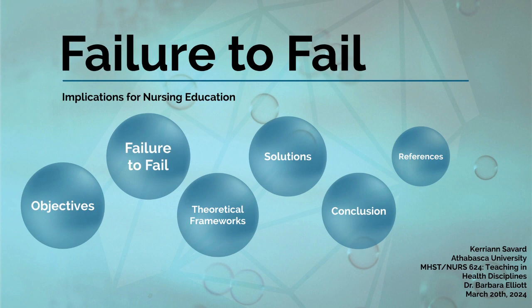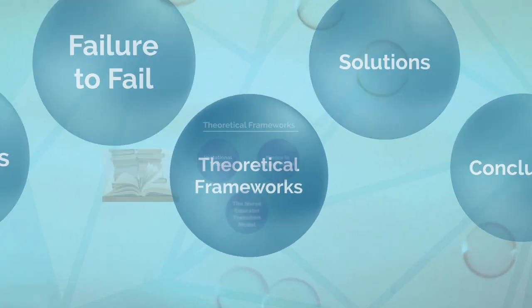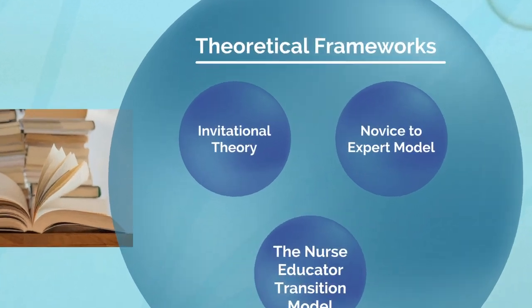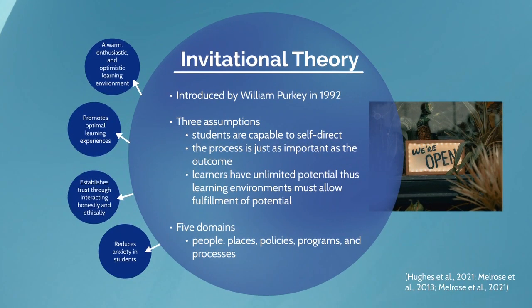Next, we will discuss theoretical frameworks related to the failure to fail phenomenon. The first theoretical framework that we will discuss is the invitational theory. The invitational theory was first introduced by William Purkey in 1992. The theory has three assumptions: that students are capable of self-direction, the process is just as important as the outcome, and that learners have unlimited potential, thus learning environments must allow fulfillment of potential.